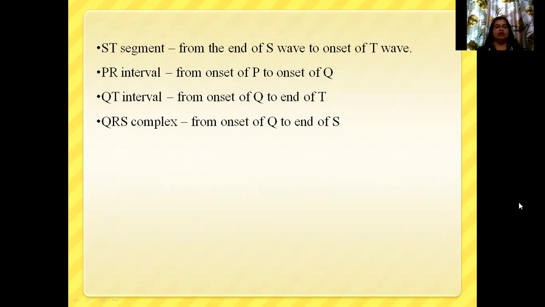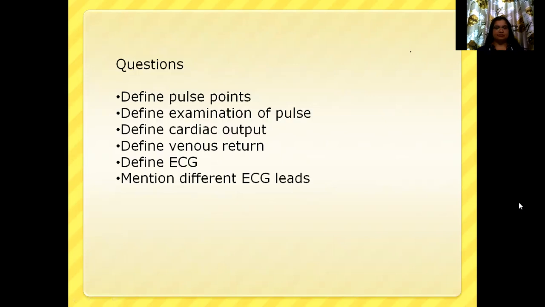ST segment: from the end of S wave to onset of T wave. PR interval: from onset of P to onset of Q. QT interval: from onset of Q to end of T. QRS complex: from onset of Q to end of S.